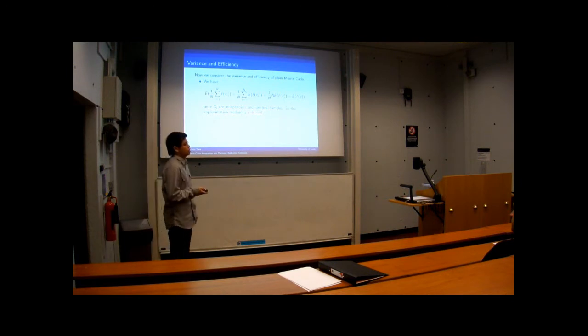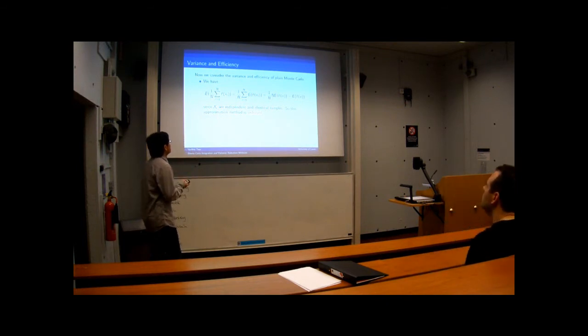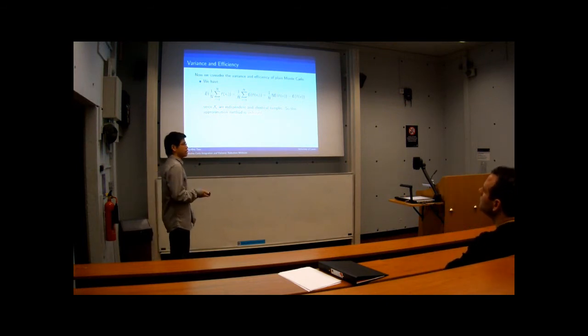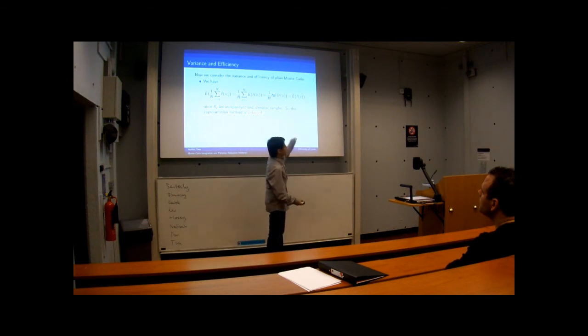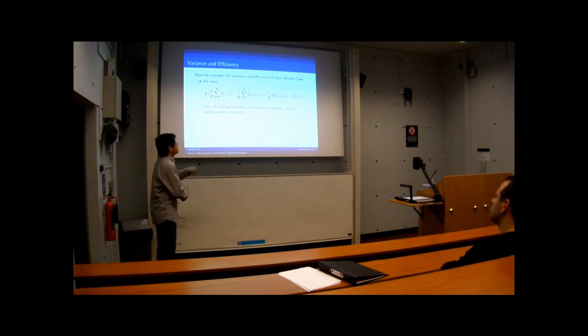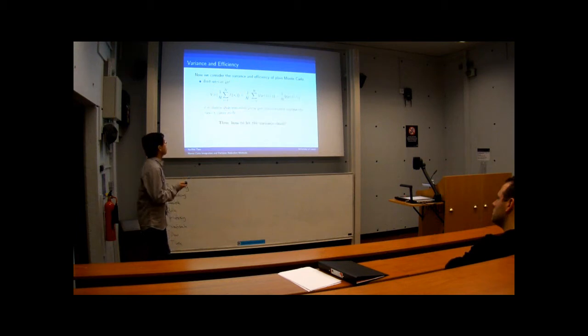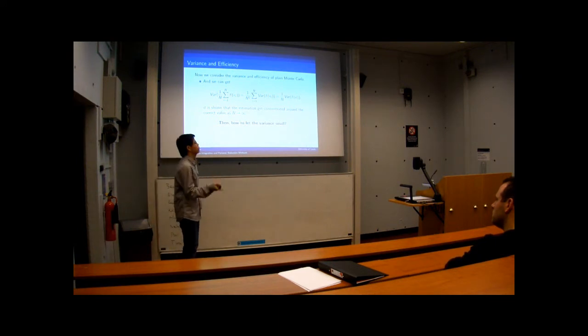Now we consider the variance and the efficiency of plain Monte Carlo. We compute the expectation here. Because the Xi are independent and identically distributed samples, we can simplify, and we get that the answer is just the expectation of f(X). So it shows that this approximation is an unbiased estimator. And if we apply variance here, we get 1 over n times the variance of f(X). So this estimation gets concentrated around the correct value as n tends to infinity.